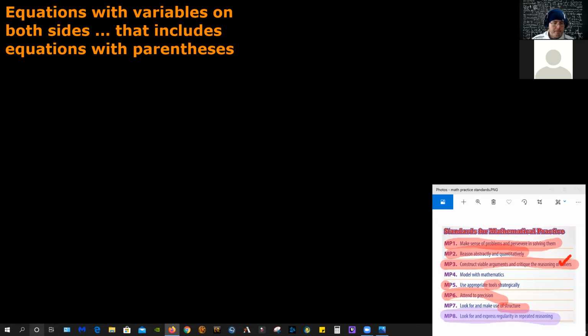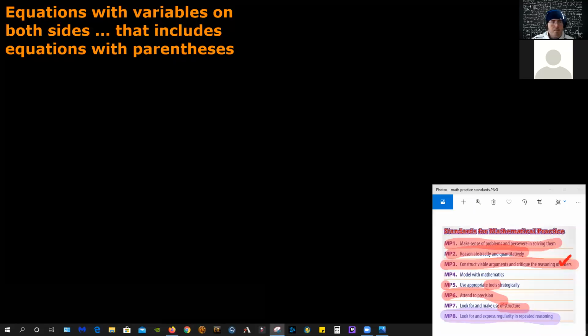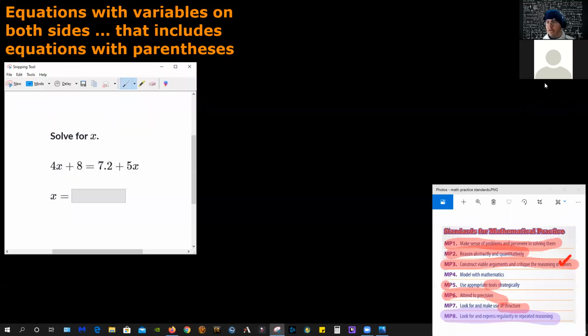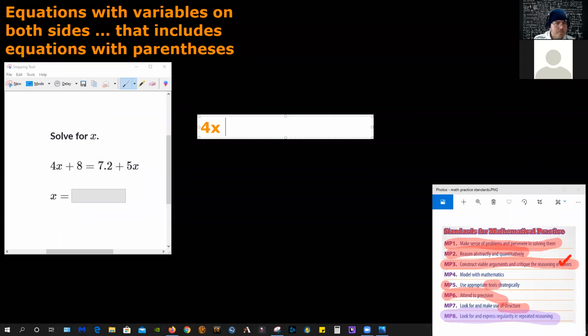All right, here's another one. Let me grab it with a clip. We are continuing on our quest with variables on both sides. Take a look at this one. So it's 4x plus 8 equals 7.2 plus 5x. 4x plus 8 equals 7.2 plus 5x.